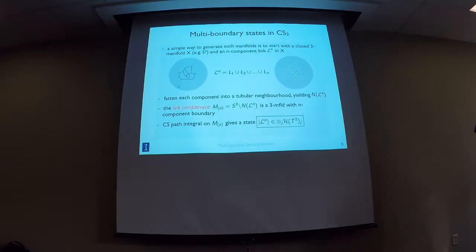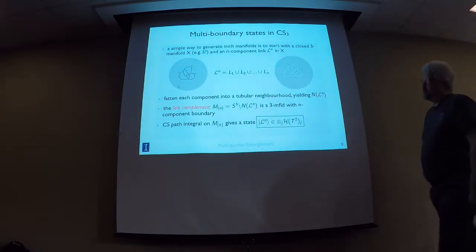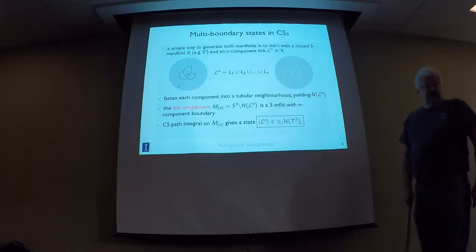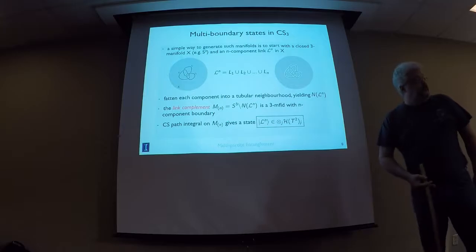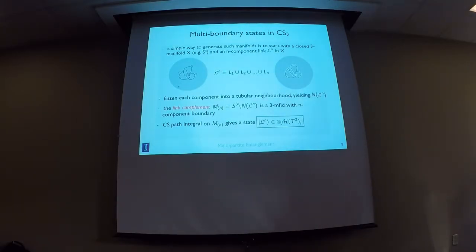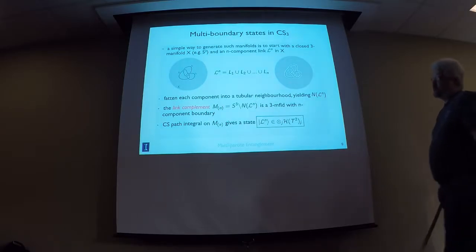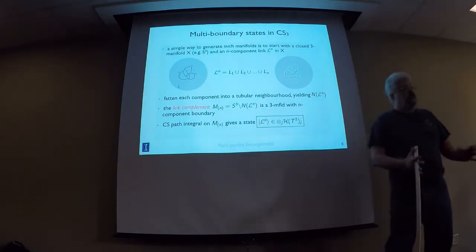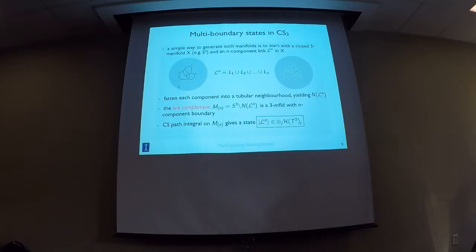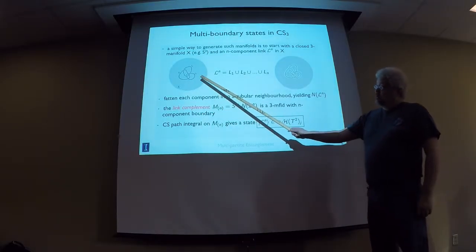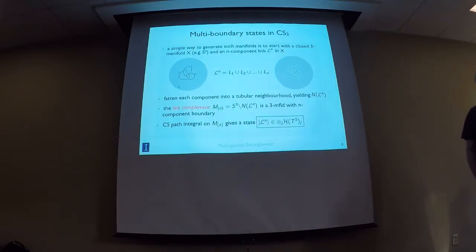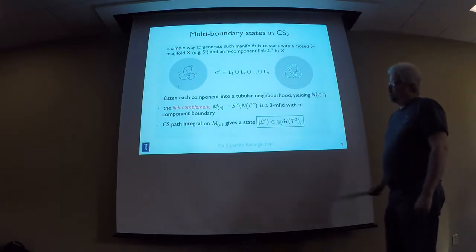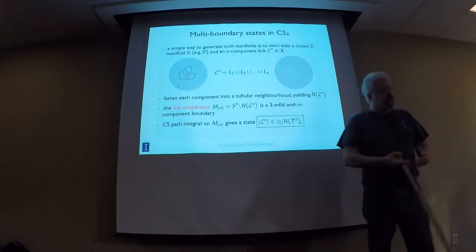Crucial to this construction is the following. So this is probably the most important slide in the talk. The basic question is how can we generate three-manifolds that have multi-component boundaries? Okay, and so here's the construction that we employed. If you start with a closed three-manifold, and we're always going to talk about a three-sphere here, and you consider an n-component link, you can think of this as a mapping from n circles embedded into the three-manifold. And in general, of course, those things will be linked and knotted in complicated ways.